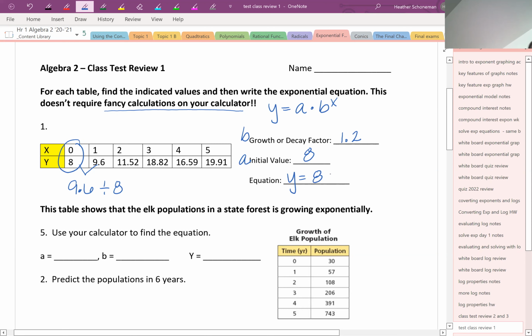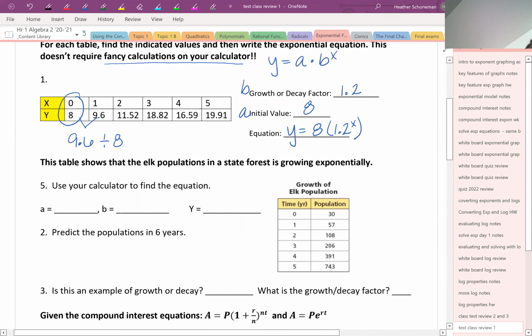Now you can use a dot for times, but recently I found if I put it in parentheses, it seems a little easier to read. But if you use the dot, it is still equally correct.